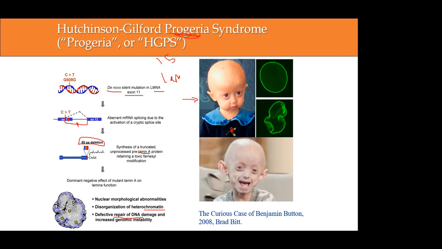So Hutchinson-Gilford progeria syndrome: the exon number 11, a problem in the gene called LMNA, or the pre-lamin A protein. There is a deletion of 50 bases. It causes what? Nuclear damage, disorganization, and defective repair. You don't need to waste your time on this. Just memorize some of the pieces of information I just told you.